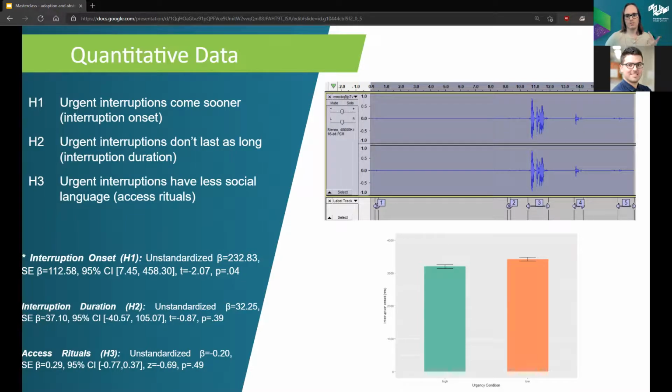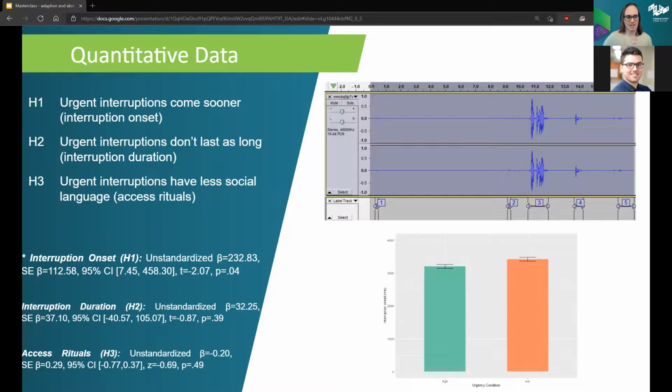I guessed that people would speak for a shorter amount of time, that they would say things really fast when it was an urgent interruption. And I had this idea that they would use less social language. I use this term access rituals. So that's things like saying "hey," or saying a person's name before speaking to them. I thought people would not do that so much when things were urgent, but maybe they would actually be more social and polite when things were not urgent.